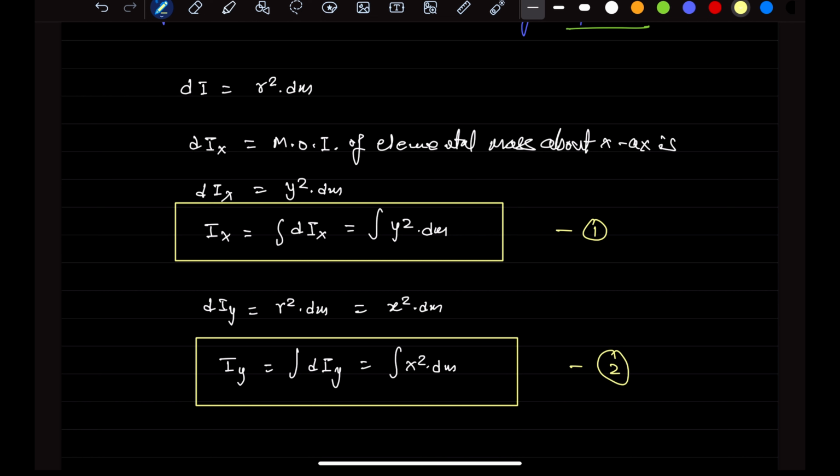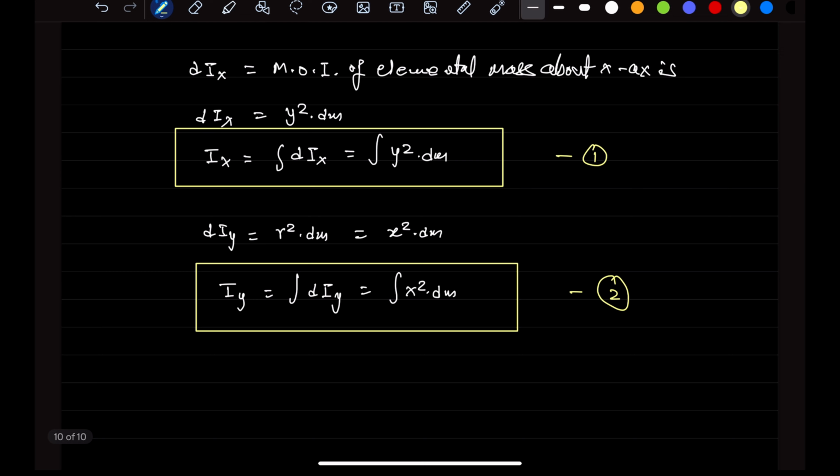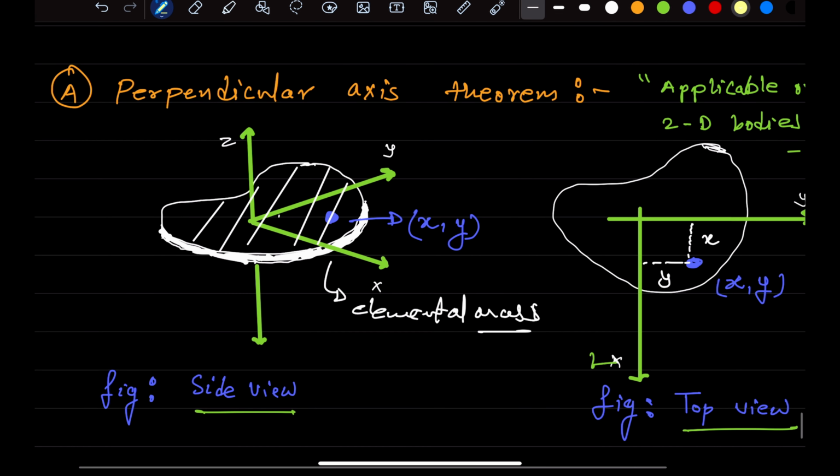And now let's define the moment of inertia about the z-axis. To calculate about the z-axis, we need to first calculate the perpendicular distance of this elemental mass. We will calculate dIz and then we will integrate that. Okay, so this is the elemental mass.